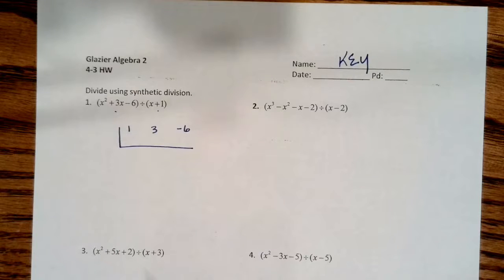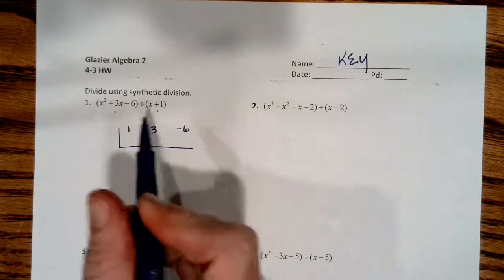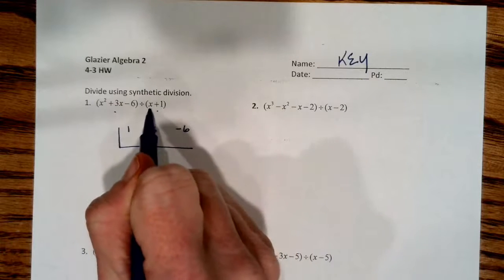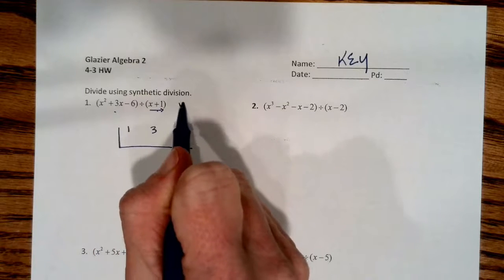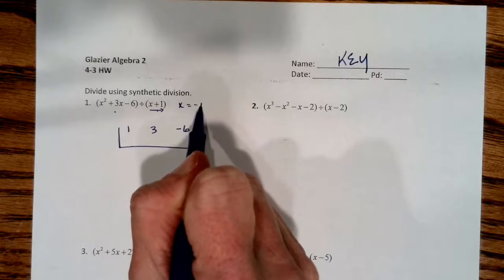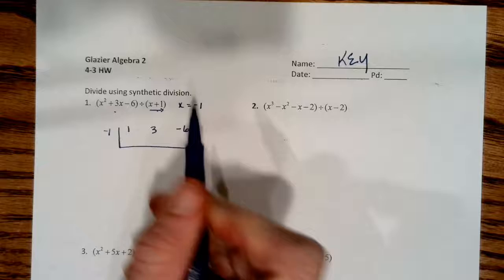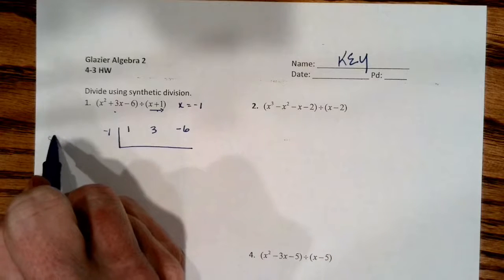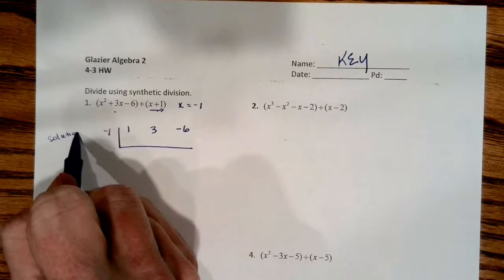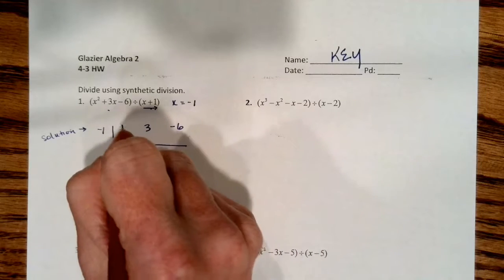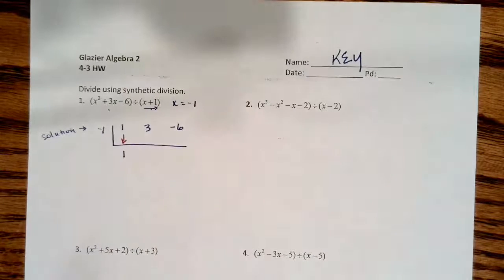Remember, synthetic division is a shortcut to long division. If I want to know what I'm testing, I'm seeing if x can be equal to -1. So this number out here represents the solution, not the factor. Alright, so step 1 is to bring down your first coefficient.